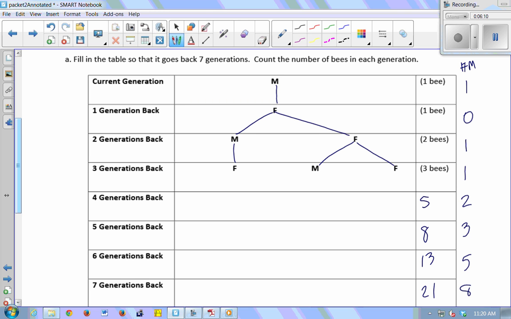Okay, and what if we count the number of females? How many females in the current generation? None. And then we have 1, 1, 2, 3, 5, 8, 13. Same pattern.